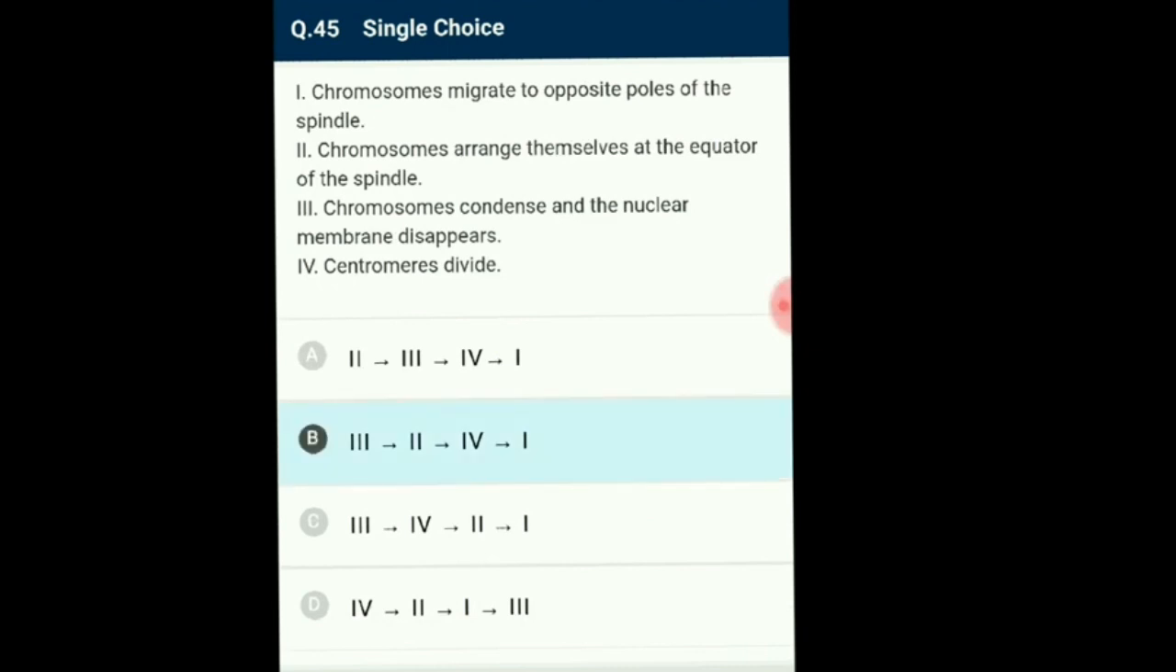chromosomes condense and the nuclear membrane disappears. It is followed by the second statement, chromosomes arrange themselves at the equator of the spindle. It is followed by the fourth statement, centromeres divide. Then the first statement, chromosomes migrate to opposite poles of the spindle. So the correct option for this question is option B.